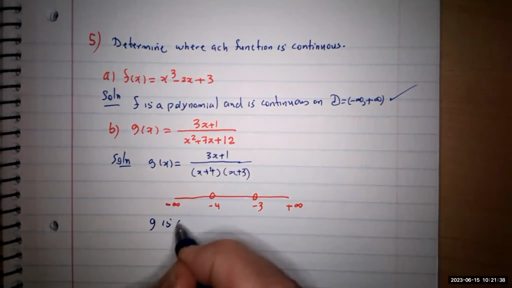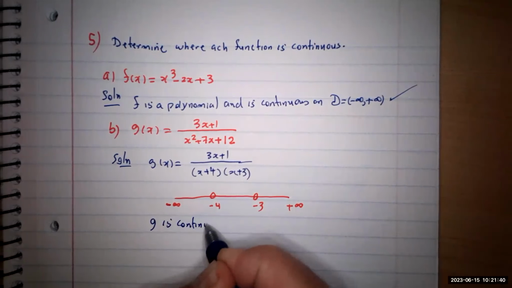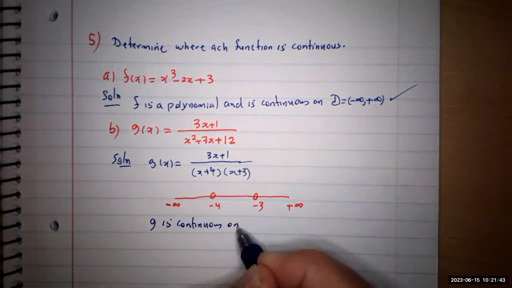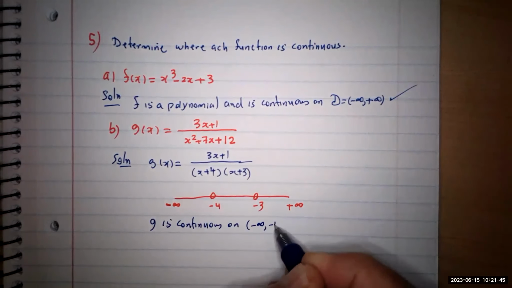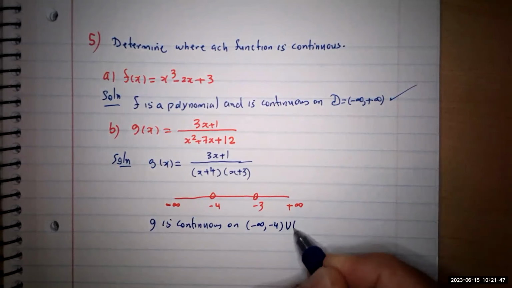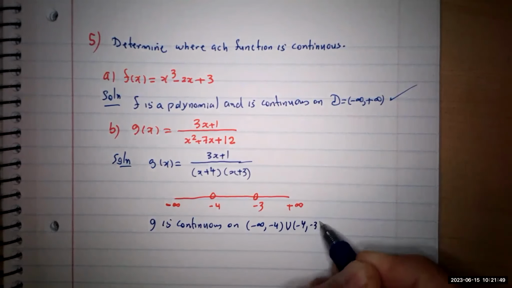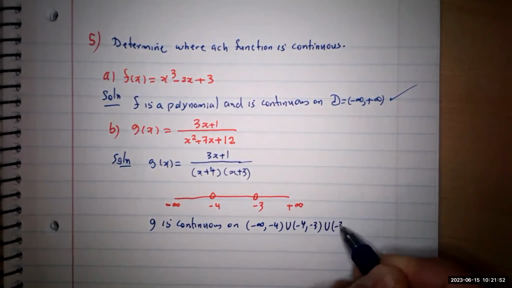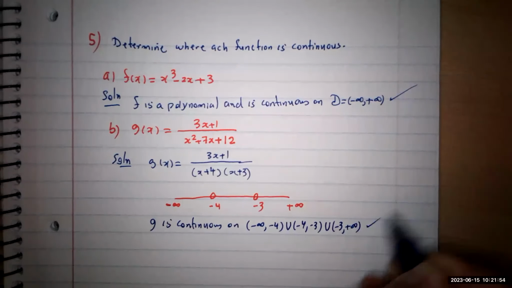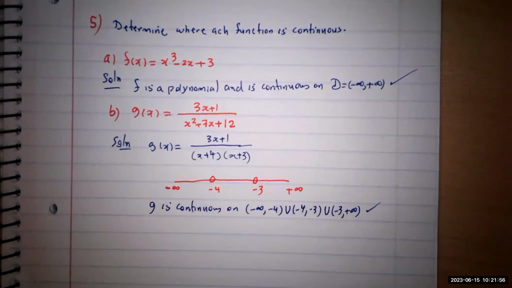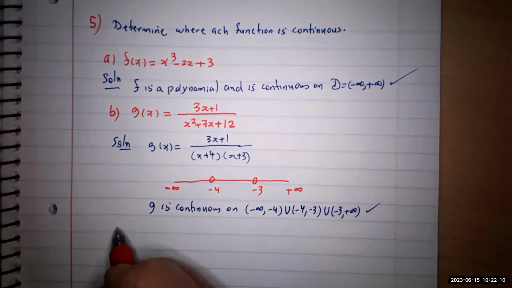G is continuous on this interval: negative infinity to -4, union with -4 to -3, union with -3 to positive infinity, and you're done. Any question? So it's like finding the domain of the function really for this group, and nothing to worry about. The rest are all the same. We give you one of these rational functions only.